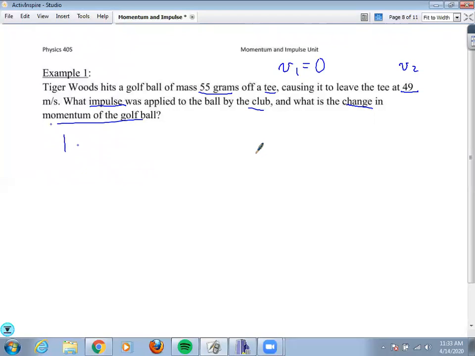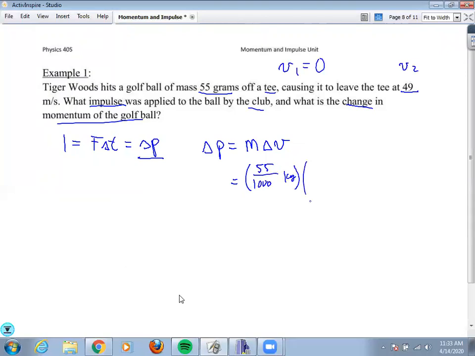So impulse is F delta T. But there's nothing here about force, but we also know that impulse equals change in momentum. So if we find the change in momentum, it is equal to the impulse. Change in momentum equals P2 minus P1. We don't know P1, we don't know P2, so we can use the other definition, M delta V. So the mass is 55 grams, or 55 over 1,000 kilograms, times delta V.